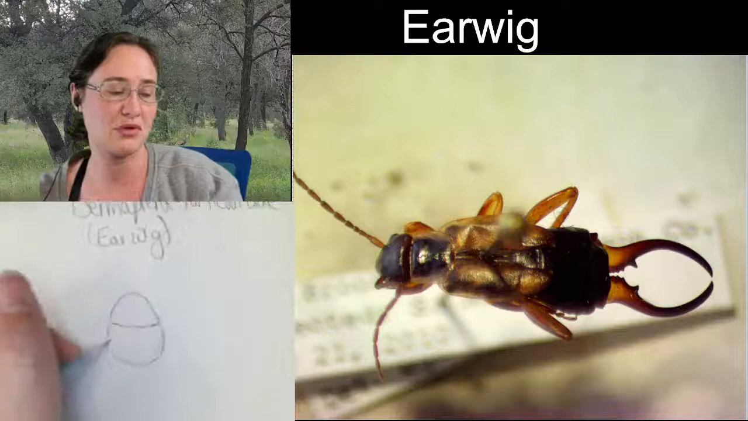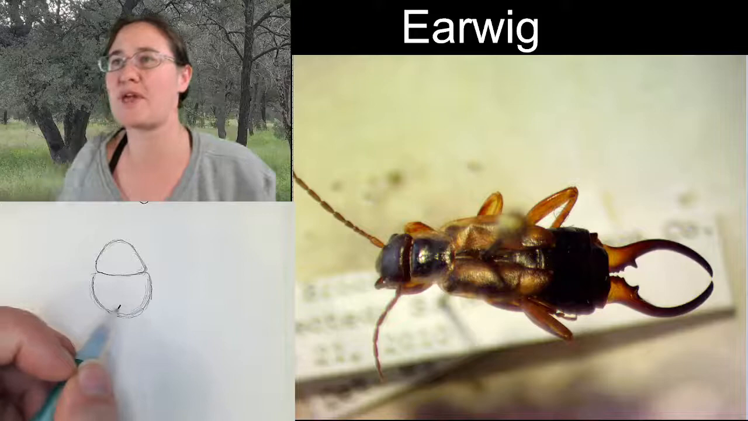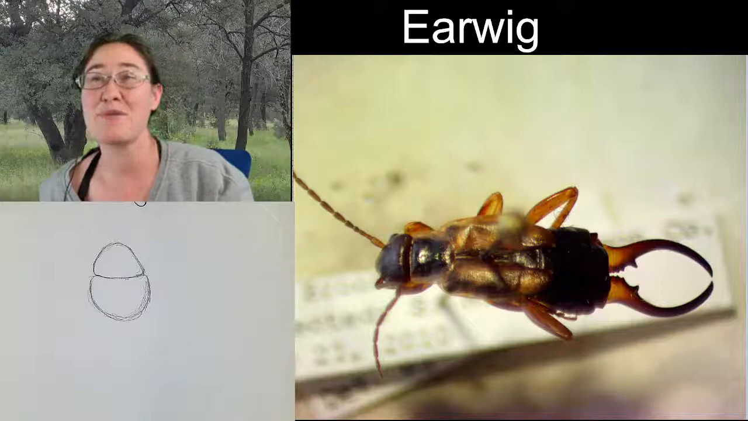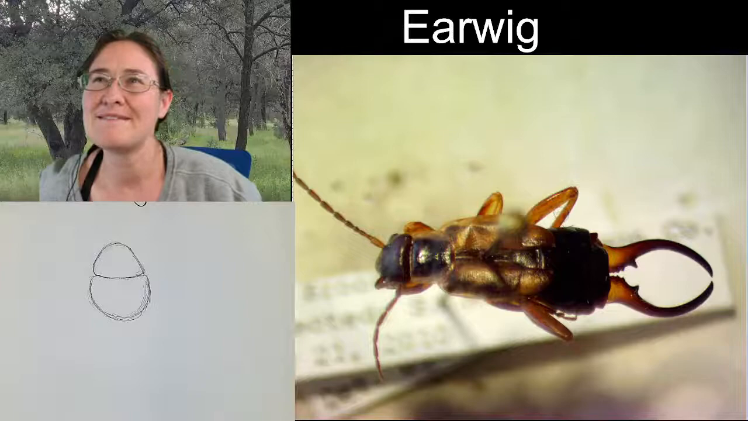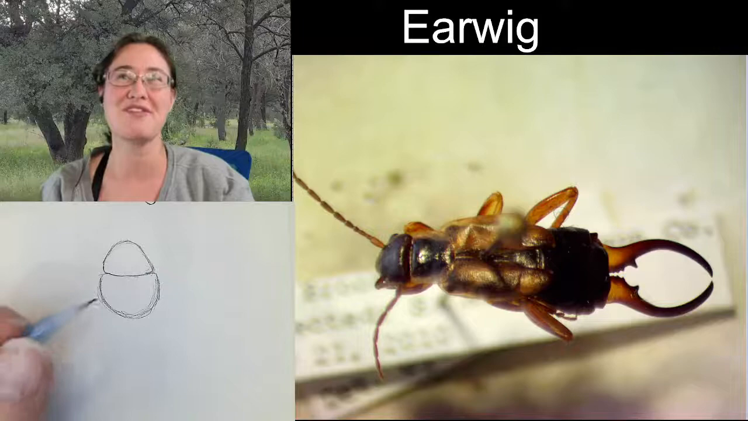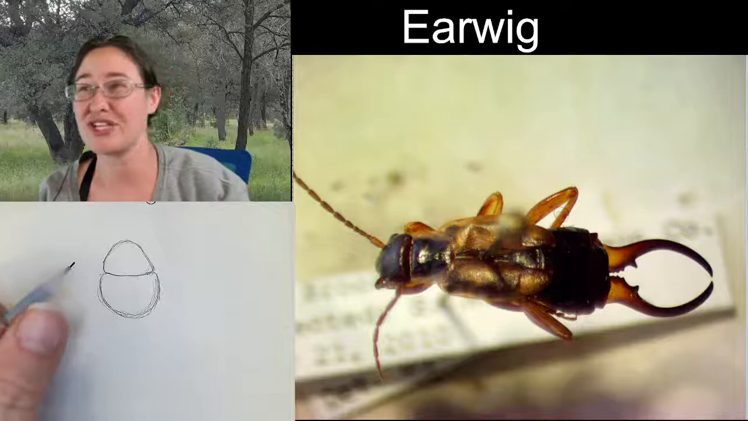Now, next is going to be our wings. Earwigs do have wings, and I believe they do have the ability to fly, although I've never seen an earwig fly. But I do believe that they can. They're one of those insects that have wings and can fly, but regularly just don't.